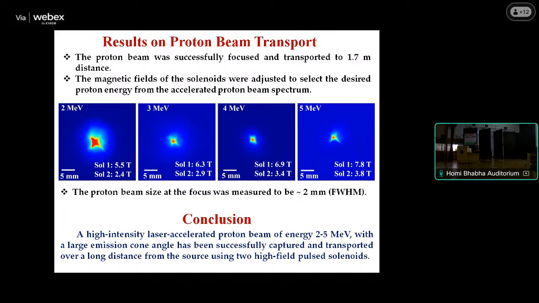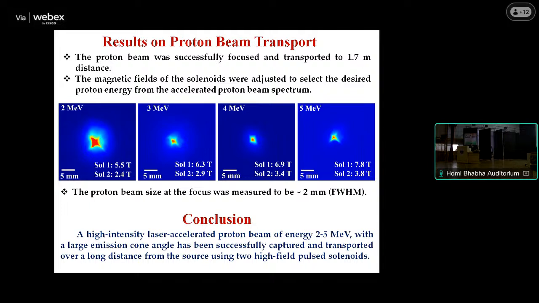So the proton beam was successfully focused and transported to a distance of 1.7 meter. The focused beam size was about 2 mm in FWHM. And here are the results for 2 MeV, 3 MeV, 4 MeV, and 5 MeV beam. We selected the desired focused proton energy by adjusting the magnetic fields of the two solenoids.